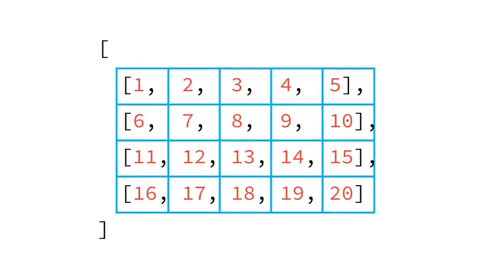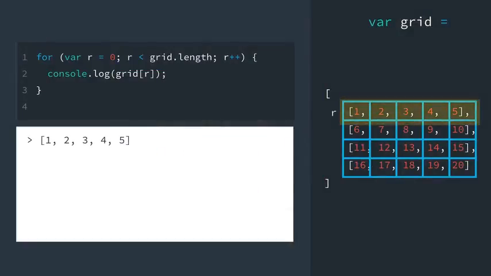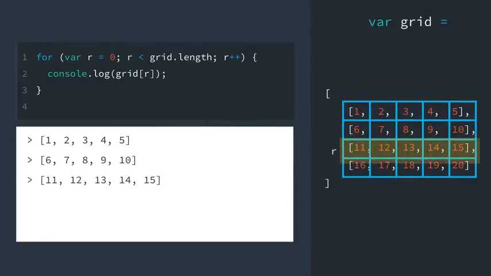as a grid, where each row of the grid is an array, and each of those arrays is an element of the larger array. You can use a single loop to access each row of the grid, as you can see here.